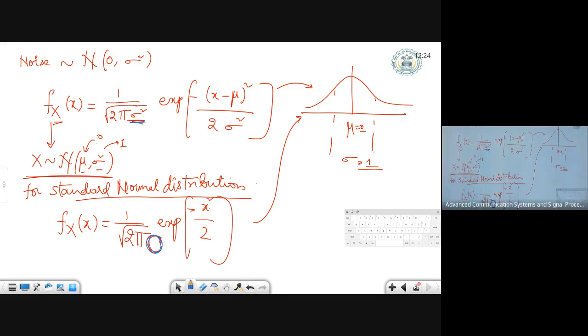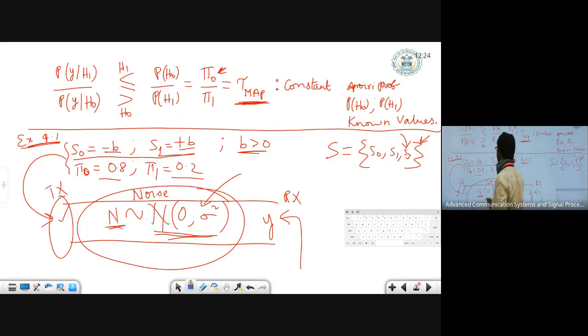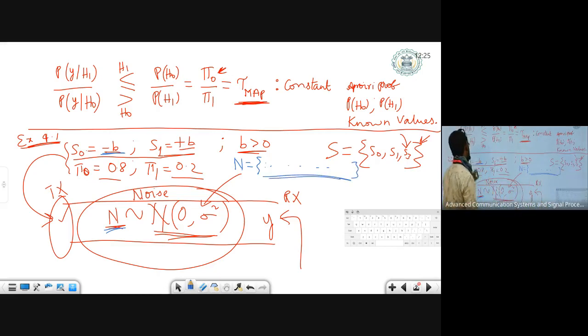Now let us start with the symbol minus b. When I am going to transmit the symbol minus b, what will happen? See, n is just a random number. So n is going to have a set of random values, some 0.13578 and so on. Now when I transmit a minus b symbol, each and every random variable is getting added with minus b. Are you following what I'm saying or not?